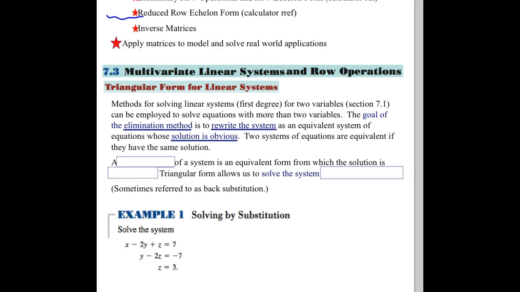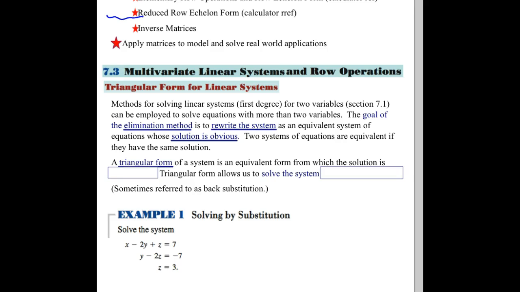So we're going to do the same stuff that we did in 7.1 with our elimination method. We're going to try to get rid of some variables. And basically, with each step, we're taking that system and we're rewriting it as an equivalent one. But we're going to keep rewriting it until we get it down to something that we can solve. All right? And as long as we use appropriate steps, our final system will have the same solutions as our original. Okay?